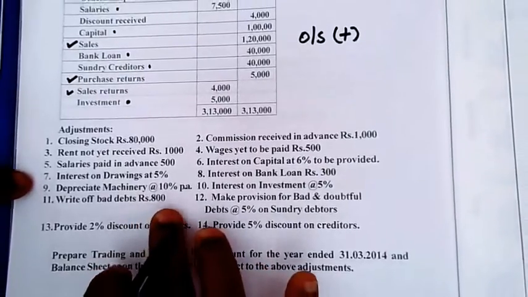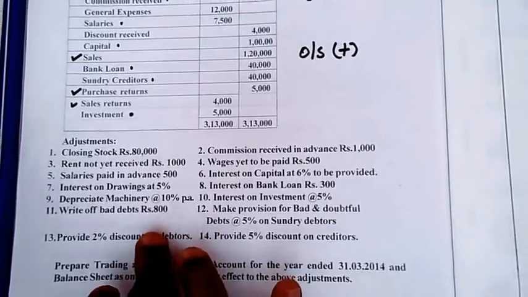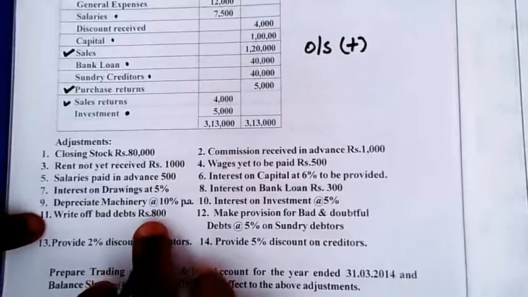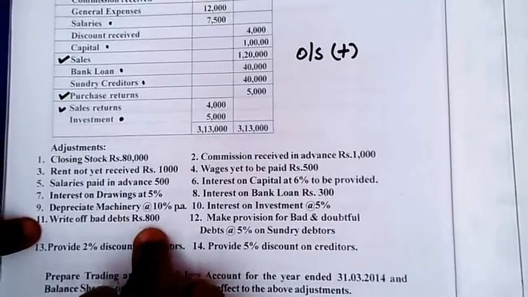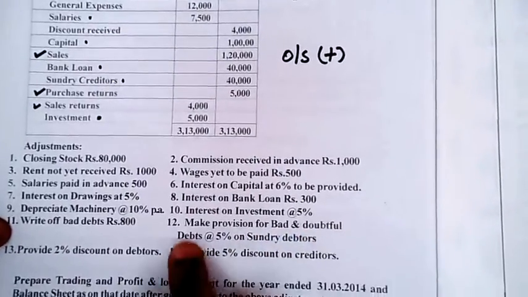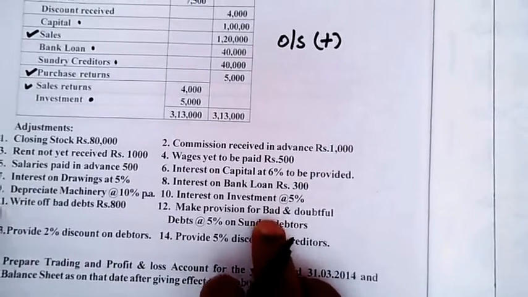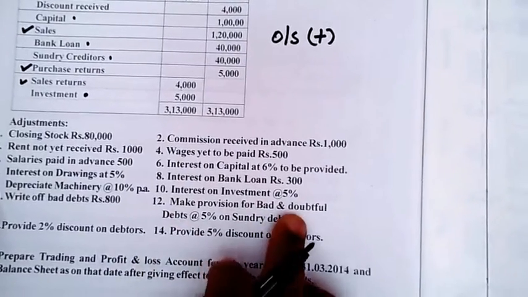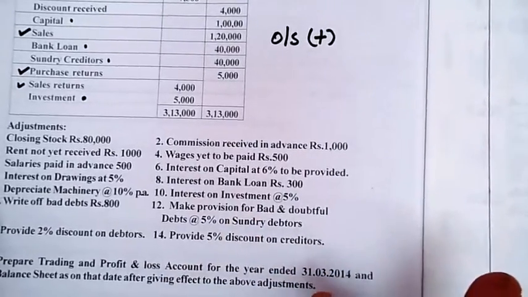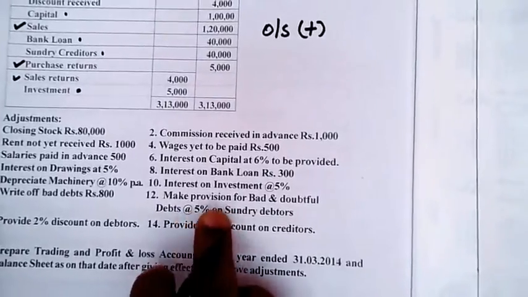But the entire set of debtors cannot be good debtors. They can be classified into three categories. One set of debtors will be bad. Bad means you cannot recover the amount from them. They are called bad debts. And we need to make some provision for bad and doubtful debts, 5% on sundry debtors. Doubtful means may or may not be. They may pay or they may not pay the amount. So they are called doubtful debtors.